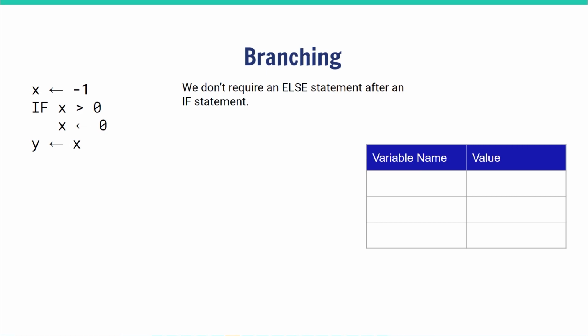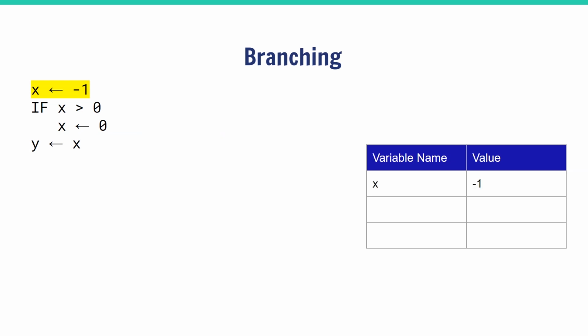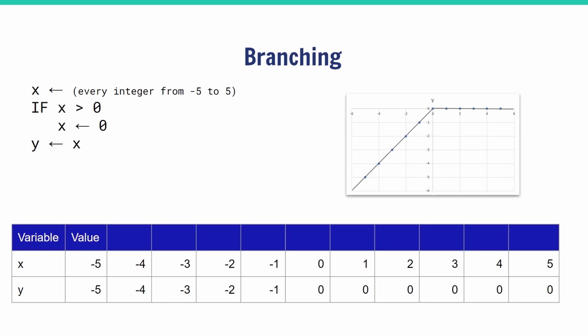It's important to note that we don't require an else statement after an if statement. We start off by assigning x to -1. We evaluate the Boolean condition. And if it is false, the if sequence is complete, even though this if sequence doesn't have an else statement. So we go to the next unindented line of code. Y takes on the value of -1. Here is what happens if x were to start off at 1. So if we plot this for every integer from -5 to 5, we get the following plot.